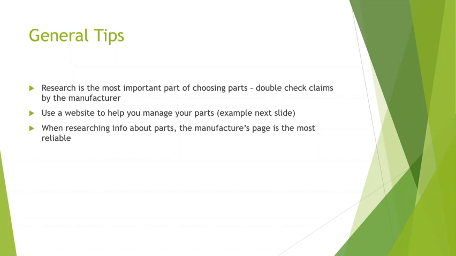The second tip I will give you is that I would recommend using a website to help you manage your parts, and I'll give an example on the next slide about why that can be very useful. And lastly, when researching information about parts, the manufacturer's page is the most reliable. Often, especially when checking compatibility, sites like Amazon or other reseller sites do not offer all the information you need. However, it is almost always certain that the manufacturer's page will provide all the information, whereas on sites like Amazon or Newegg, which is another reseller website, it's not guaranteed.